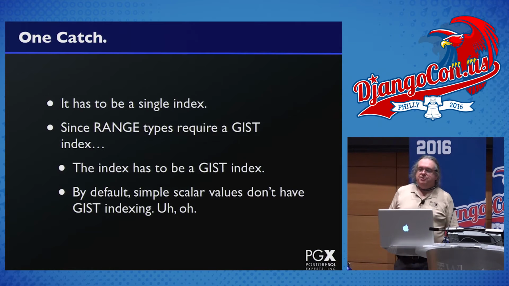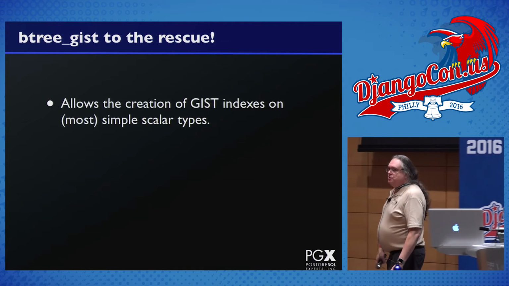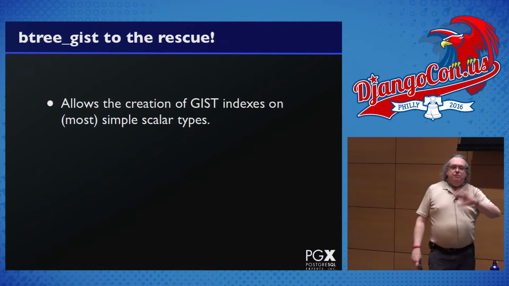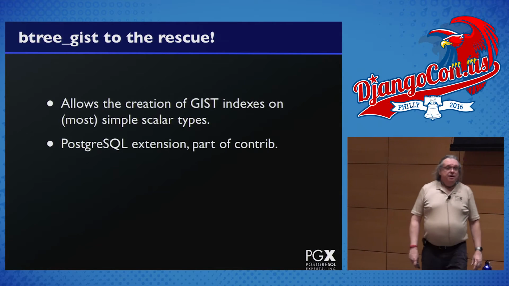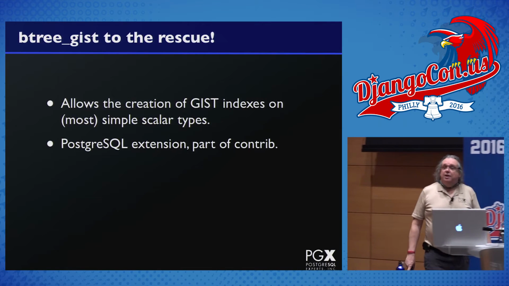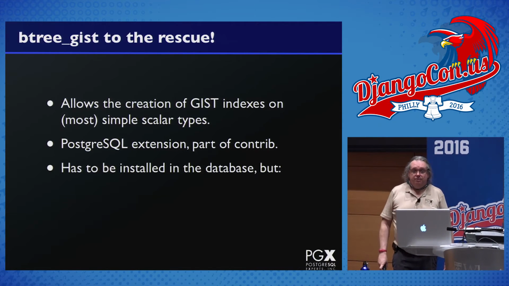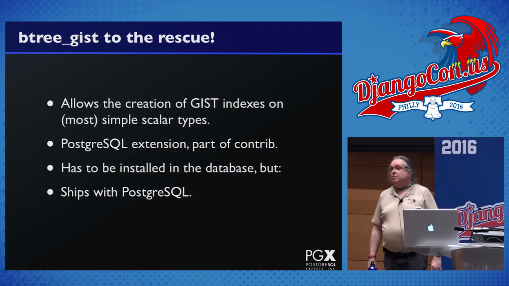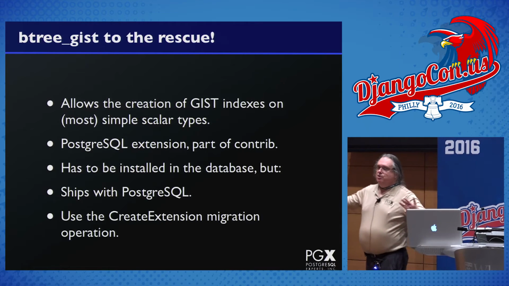But by default, the simple scalar values, like the room number, which was probably a character field or an integer, don't have GiST indexing. Oh dear, I lied to you. This feature won't work at all. Well, no, okay. There's an extension built into Postgres called btree_gist that gives you all of those GiST indexes for simple types like integer and character. It's part of contrib. You can use the create extension migration to get it for you. It ships with Postgres, so you don't have to worry about it not being there on any installation. Just use the create extension migration operator and you're done.